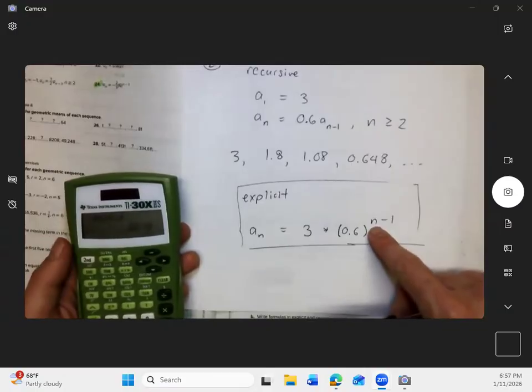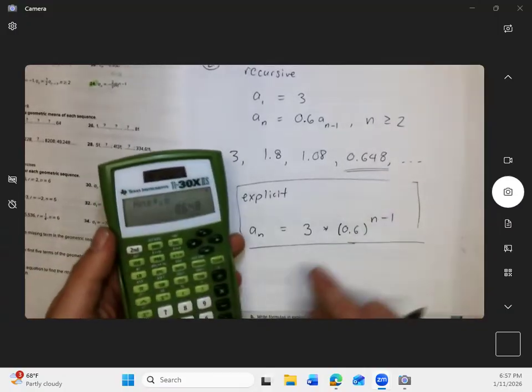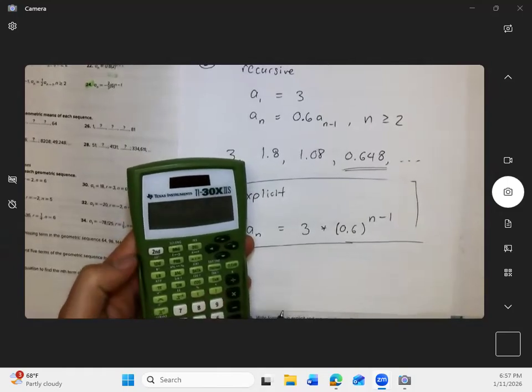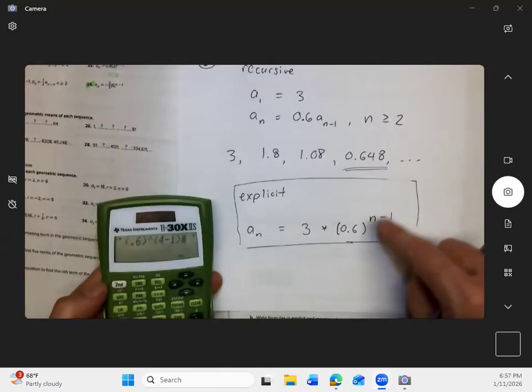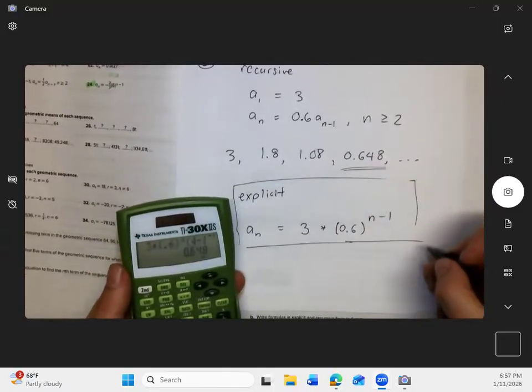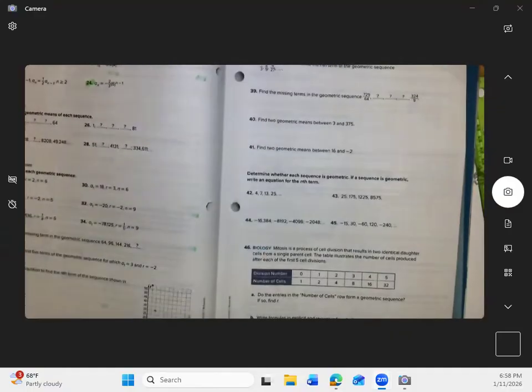So let's plug in 4 for n, because I should get this term for 4. So 3 times 0.6 raised to the power of 4 minus 1. All right. So fourth term, I should get that. See if I do. Yeah, yeah. Checks out. Bing. Okay.